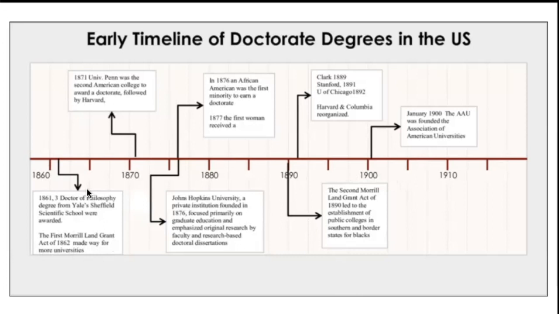UC Davis is a Morrill Land Grant university. And I know I say it like M-O-R-A-L and Morrill, M-O-R-R-I-L-L, very similarly. So know that this is the Morrill one.